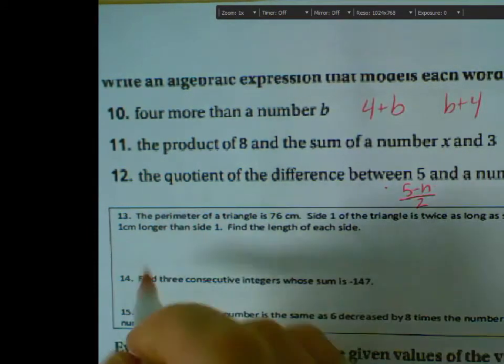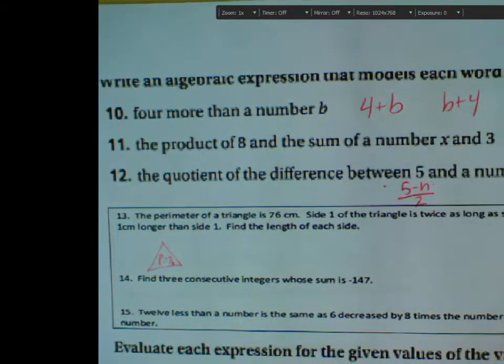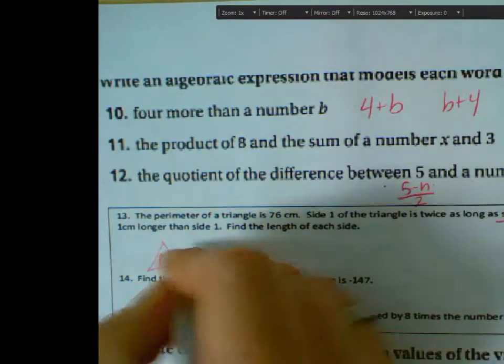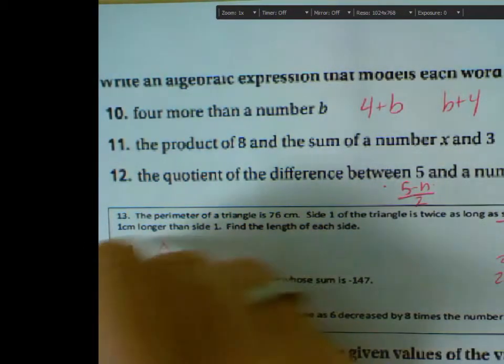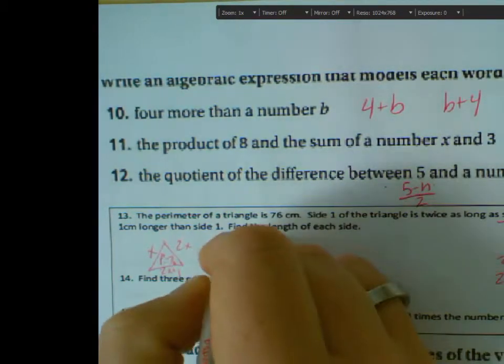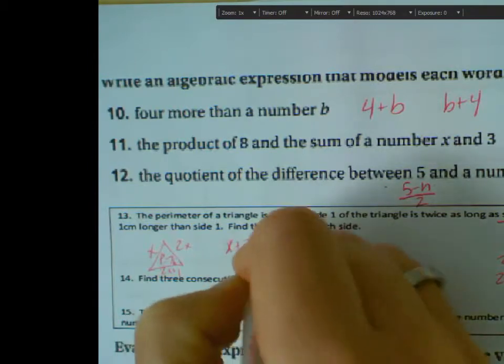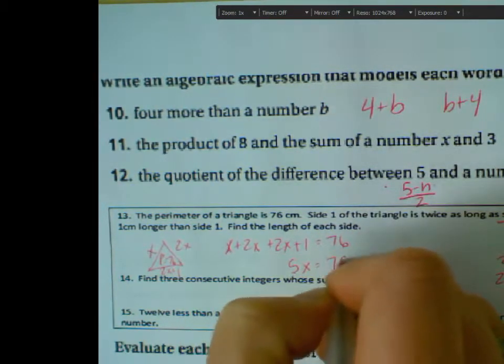Perimeter of a triangle is 76. So we have a triangle, perimeter is 76. Side 1 is twice as long as side 2. This is the second unknown. So we're going to say side 2 is x. Side 1 is twice as long as side 2. Side 3 is 1 longer than side 1. So we're going to say x, 2x, and 2x plus 1. And the perimeter is 76. So we're going to add those 3 sides together and solve.